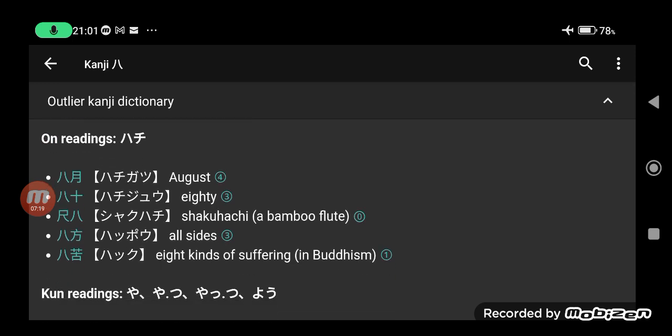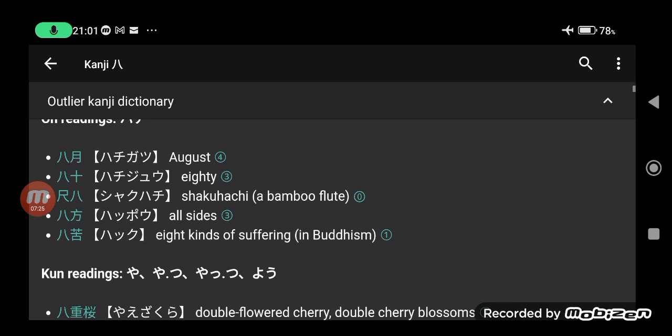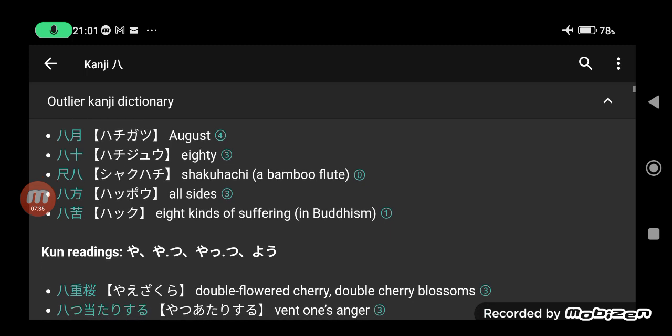So the onyomi reading for that kanji is hachi. We have examples here. Hachigatsu, meaning the month August. Hachigatsu, August. Hachijuu is 80. Shakuhachi, a flute made of bamboo.